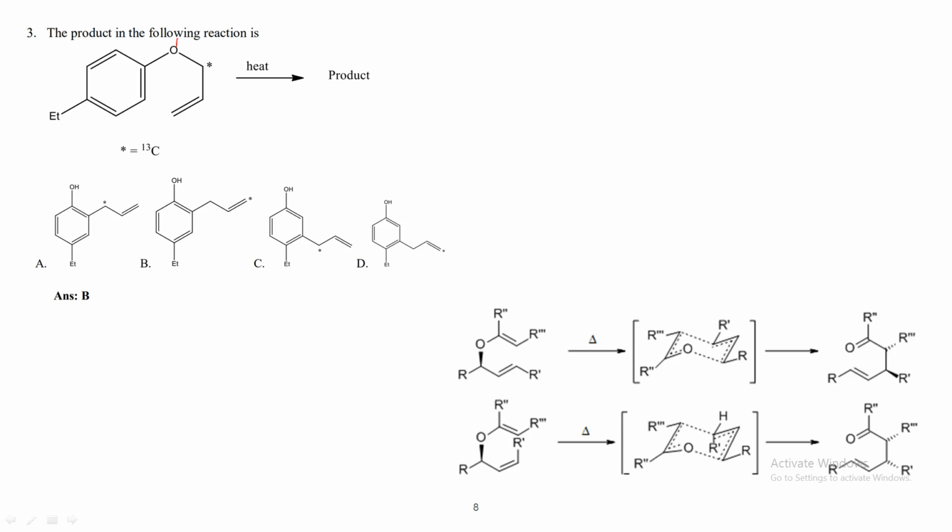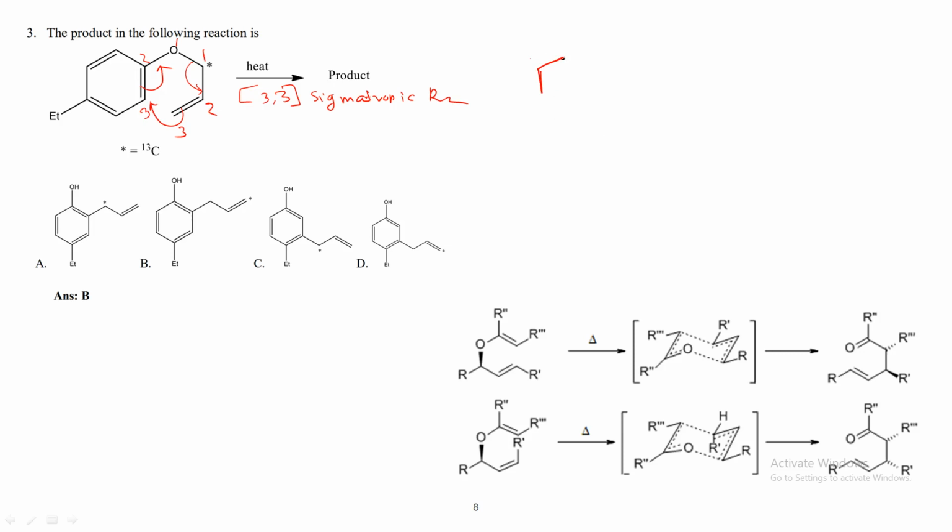So we can easily do this. 1, 1', 3, 2', 3'. So I am writing like this. So this would be nothing but a 3,3-sigmatropic rearrangement, and it is simply known as the Claisen rearrangement, right? So let's see what would happen. At first this bond would break like this, like this, and this.